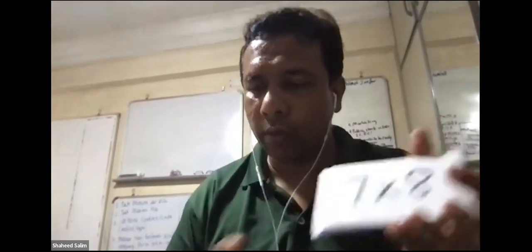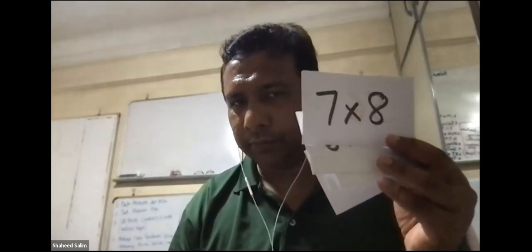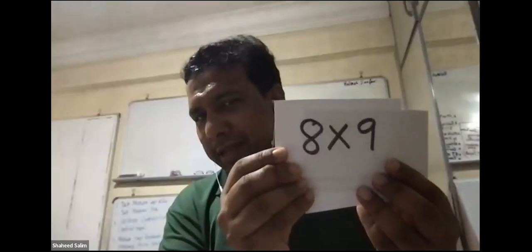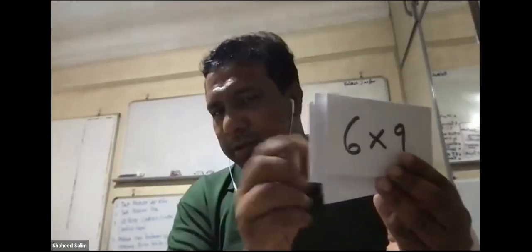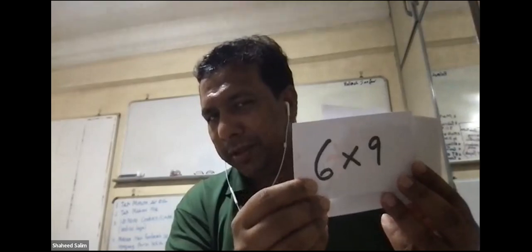Ready? Okay, ready. And go. 7 times 8. 56. Okay, don't look at the hand. 6 times 8. Guess. 48. Next one. 8 times 9. Guess. Don't look at it. 6 times 9. Guess. 54. 6 times 6.